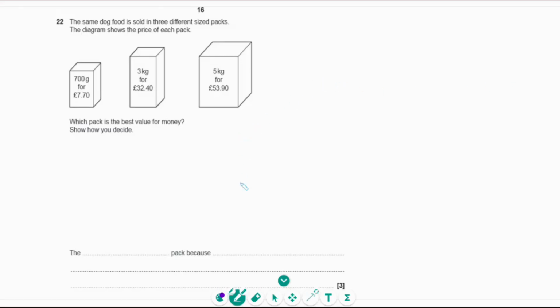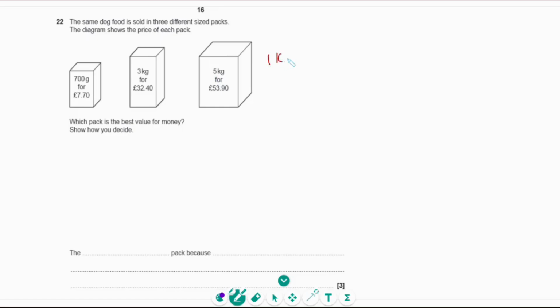Same dog food is sold in 3 different packets. The diagram shows the price for each pack. Which pack is the best value for money? Okay, so we want to compare the same amount of each dog food. So I think I'm going to compare for 1 kilogram of each.